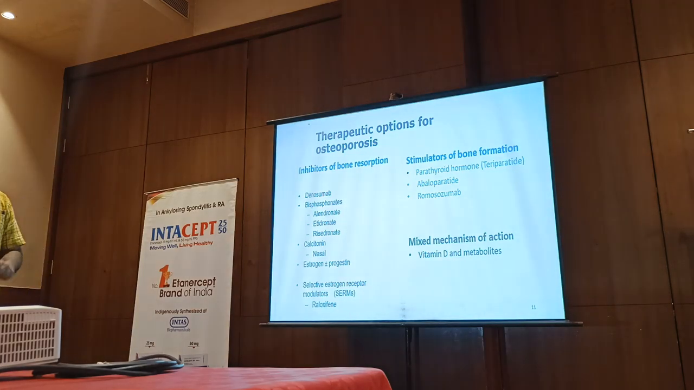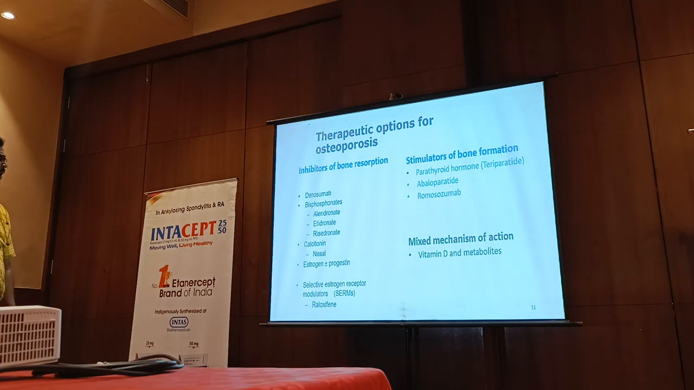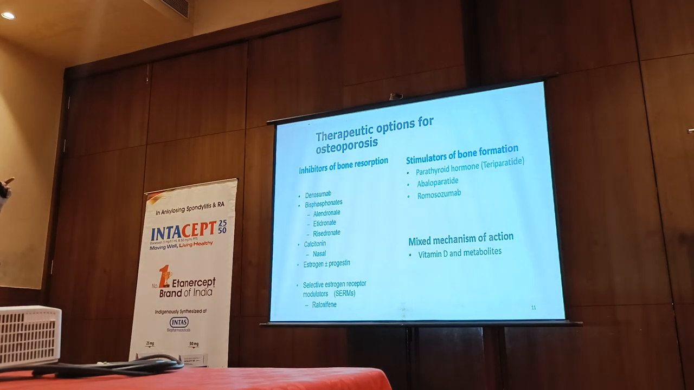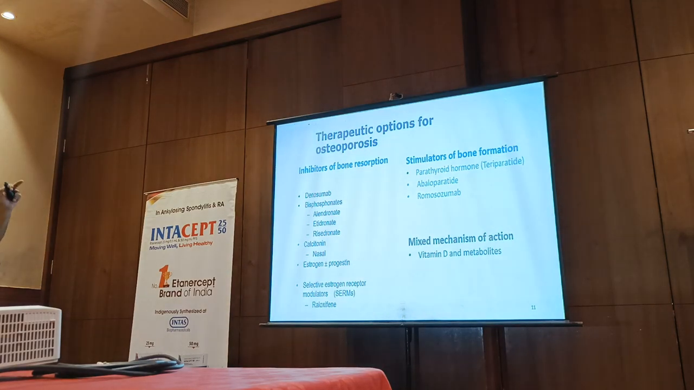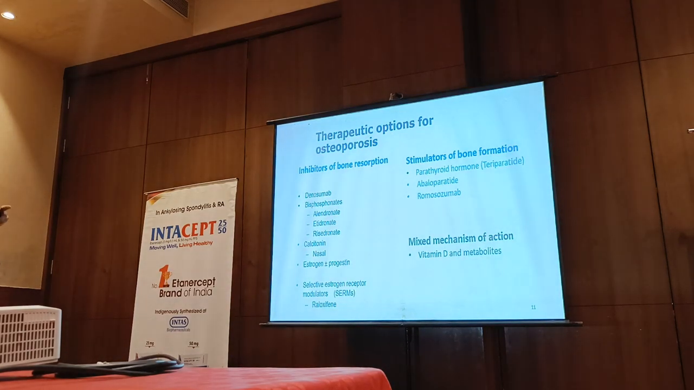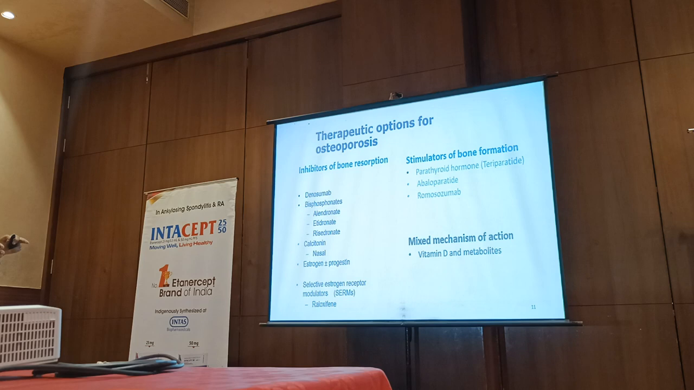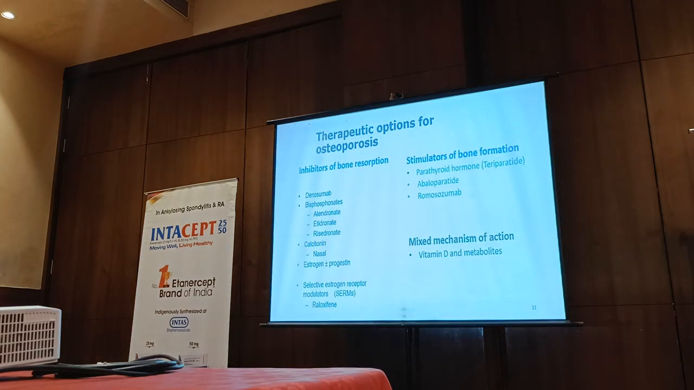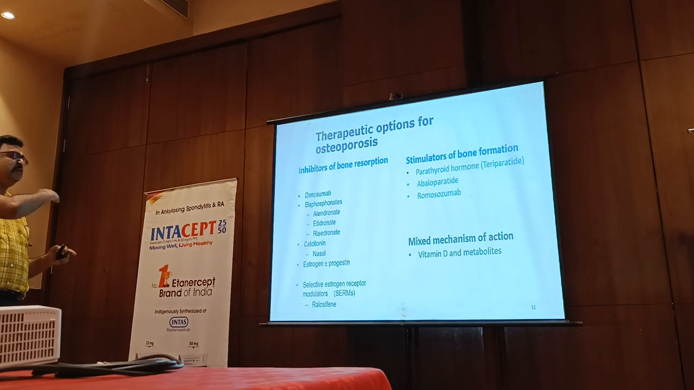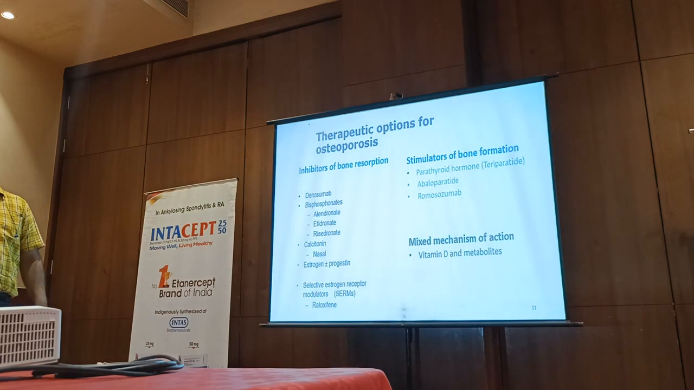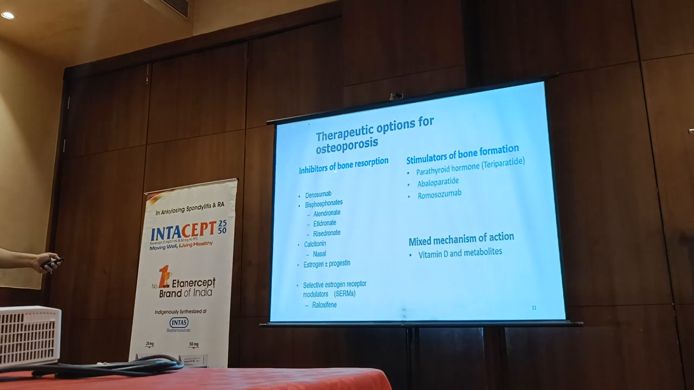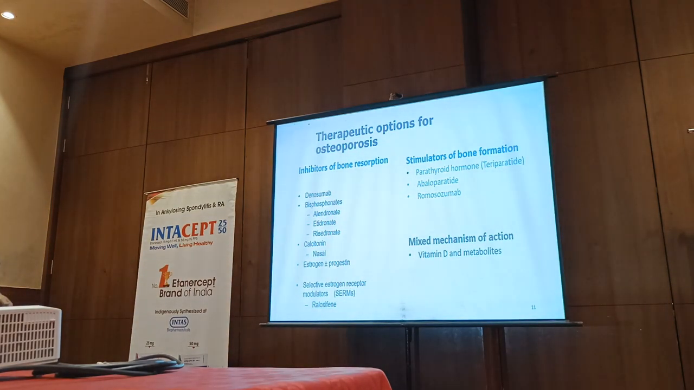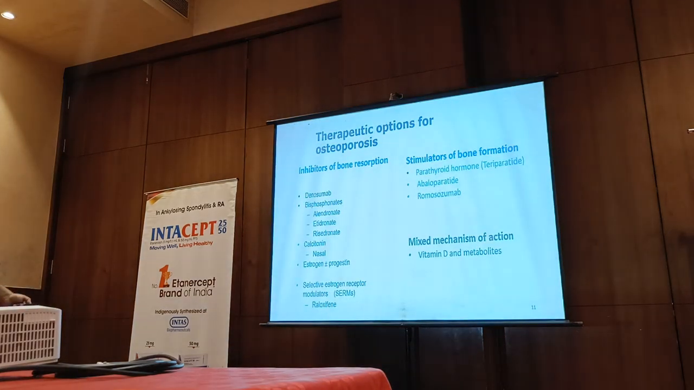These are the medications in our armamentarium. What are they? One prevents bone resorption. We found in our previous study that there are two things: one is bone resorption, another is bone formation. So something which prevents bone formation is a cause of osteoporosis. Similarly, some increase bone resorption, which is again a cause of osteoporosis. So we have to eliminate the bone resorption. What are the drugs available?